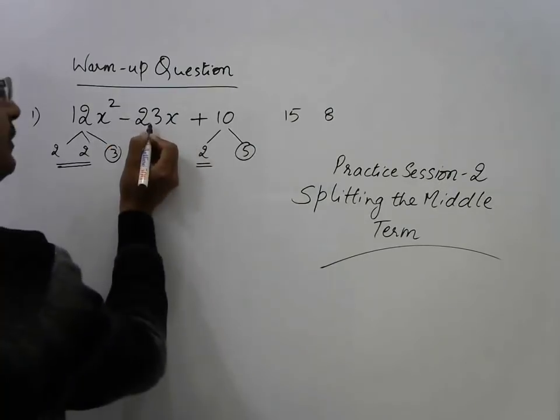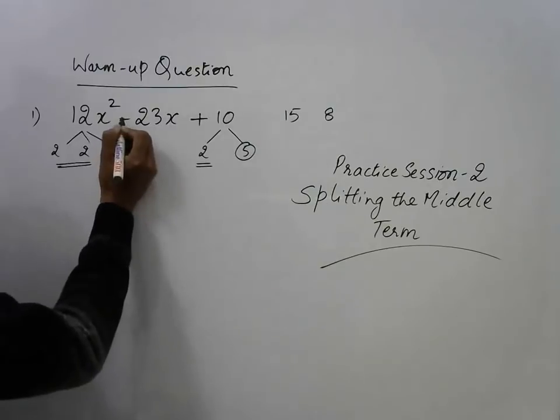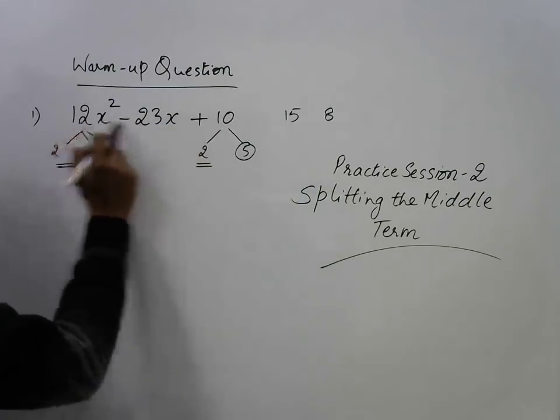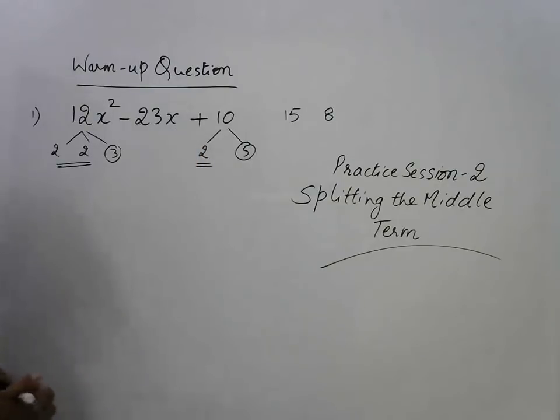Now see, this middle term is negative here. So whenever the middle term is negative and the product of the first and last term is positive, then both the numbers have to be negative.